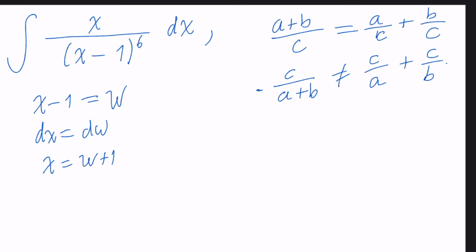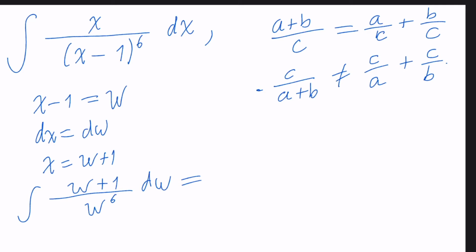So we will make, as the name says, the substitution. So the integral of, now what is x? x is w plus 1. And what is x minus 1 to the 6th power? This is w to the 6th power. And dx is equal to dw. Okay, we obtained a solution of this problem that is easier than previously.